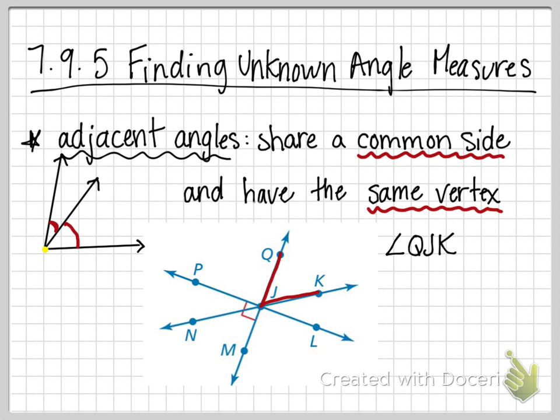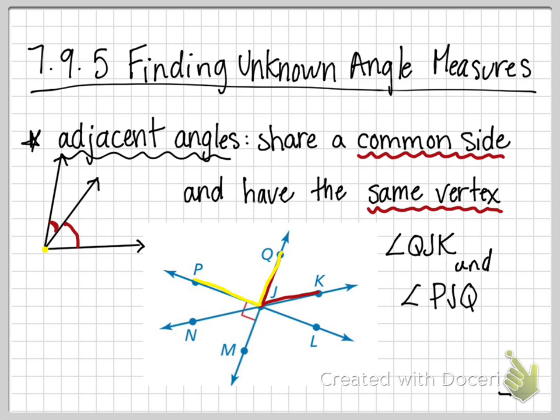Somebody give me the name of an angle that is adjacent to angle QJK. Oliver? Good. He said angle PJQ. Always make the vertex the middle letter of your angle name. Angle PJQ and angle QJK are adjacent, right?